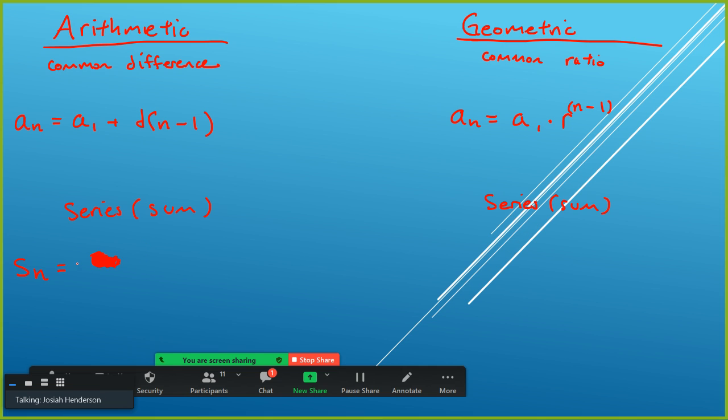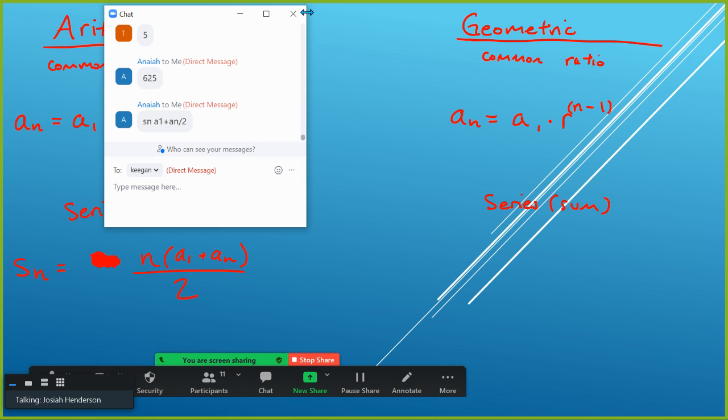Okay, so the series formula for arithmetic, you said it's n times, what was in the parentheses for that one? A1 plus an. Okay, thank you so much. Saved by the Levi. And who else is in the chat here? Oh, Anaya, you rock. Thank you.